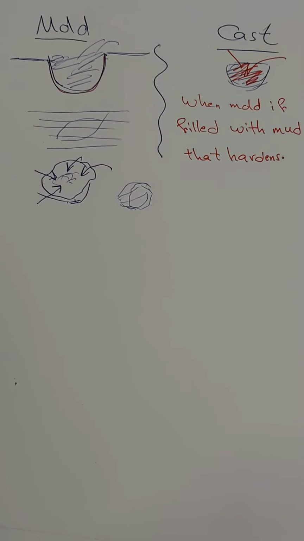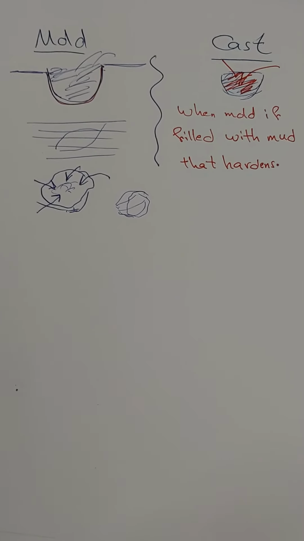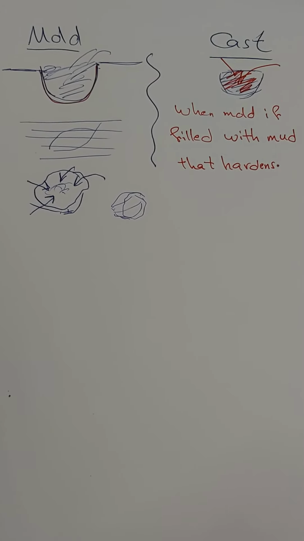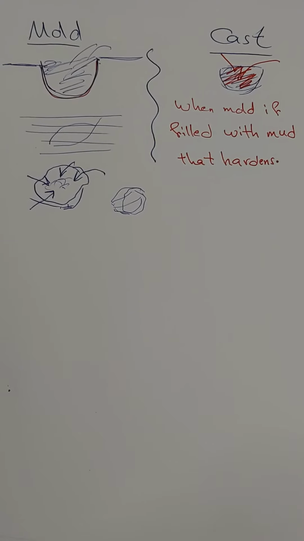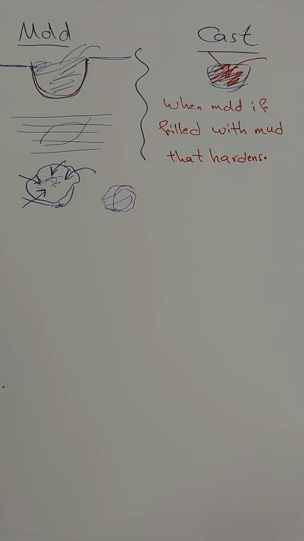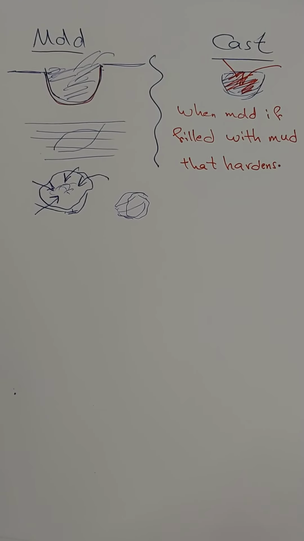Then mold and cast, and we said mold is when an element or anything else like a leaf in mud is copied in the mud, this is the mold. And if this mold is filled with mud that hardens again, this is what we call cast.